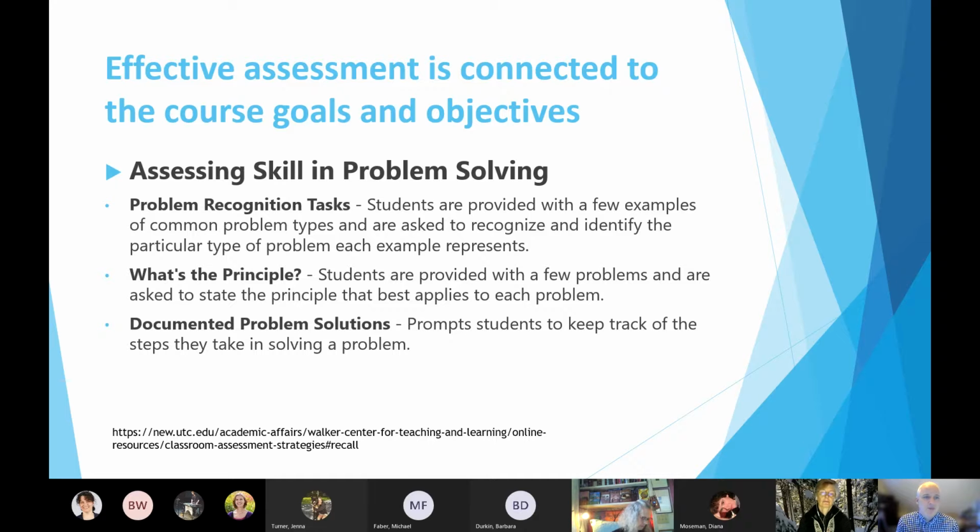you provide a few problems and then ask them to figure out what type of problem they represent or what type of concept they represent in the class. So it's about them thinking about it and looking at it in a different way. Same with what's the principle, which is similar, where you provide the problems and ask them to figure out the principle. Or the last one, the one I like, is having them actually keep track of how they solve a problem. So once you give a problem, it's not just about them figuring it out, but having them talk about how they solve that problem and thinking about that out loud, and having them think through some of that.